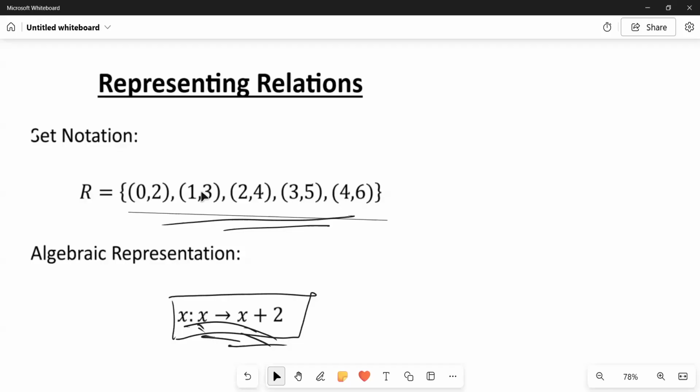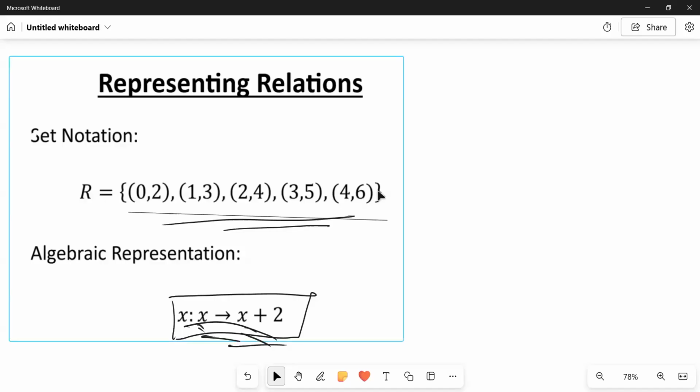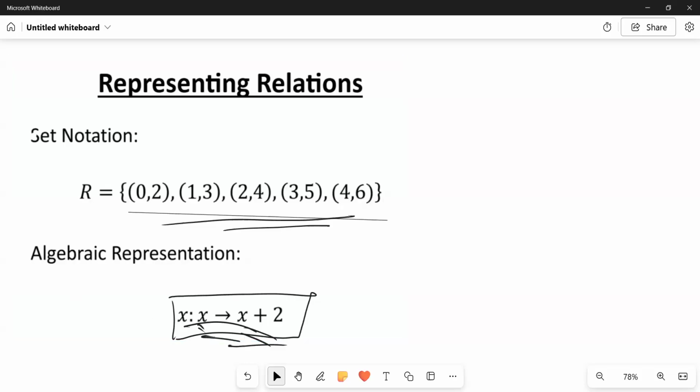Good. So besides, we can represent a relation using set notation. We can do it algebraically, and of course, we can use a little mapping diagram, right?